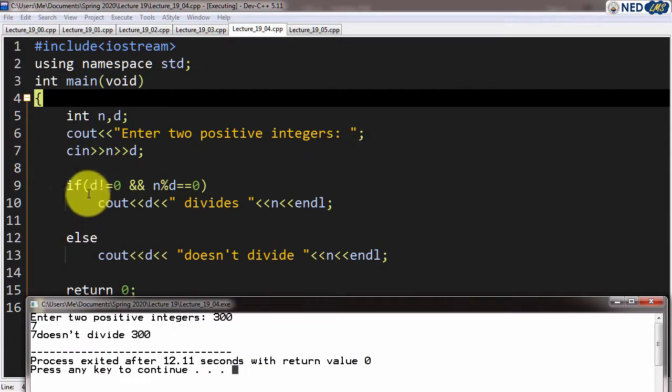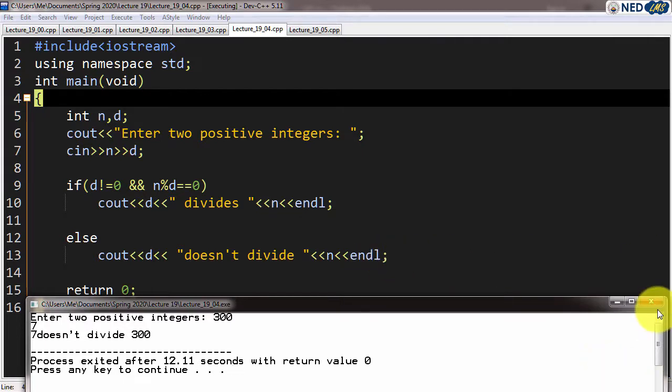So it first checked 7 is not equal to 0, and then it checked 300 percentage 7, the remainder should be like 1 or 2, I don't know. So it's obviously 300 is not going to be divided by 7. The remainder is not going to be 0. So some non-zero value equals 0, this condition would be false. So this thing is true and this thing is false. The output would be false. So this statement did not run, and it says 7 doesn't divide 300.